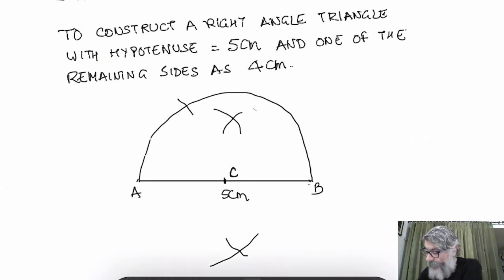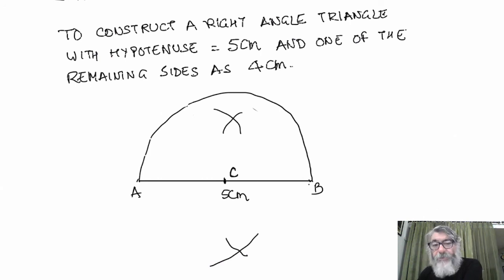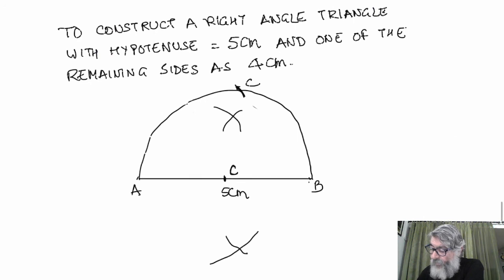I have cut the arc at the wrong place. Why I have cut the arc at the wrong place, I'll tell you just now. Because this AC will be how much? 2.5. So it has to be greater than that. So it will be somewhere here. I don't have to write C. Let me make it O.